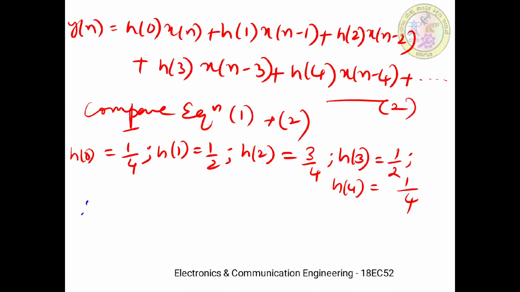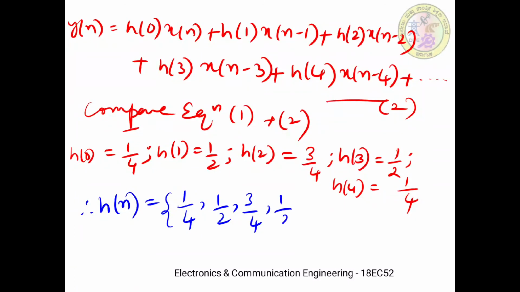So therefore finally I will write h of n for the given system, that is, the impulse response of the given system is 1/4, 1/2, 3/4, 1/2, 1/4. So this is the impulse response of the given system. Now by looking at the impulse response, we can say that this h of n satisfies the symmetry condition.